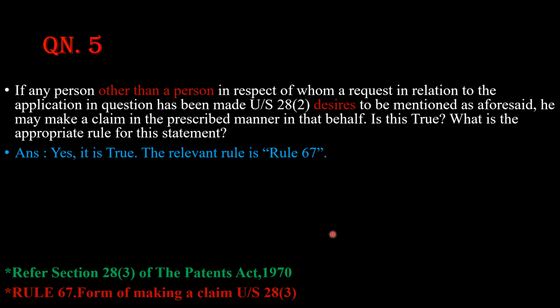Now the statement, we can say the key points here are other than a person and desires to be mentioned. Yes, the statement is true and the relevant rule is rule number 67 of the Patent Rules 2003. For this please refer section 28 subsection 3 of the Patent Act 1970. And what is rule 67? This is form of making a claim under section 28 subsection 3.